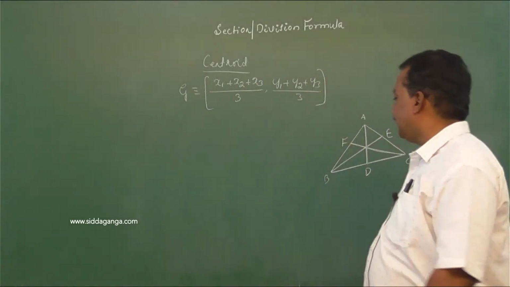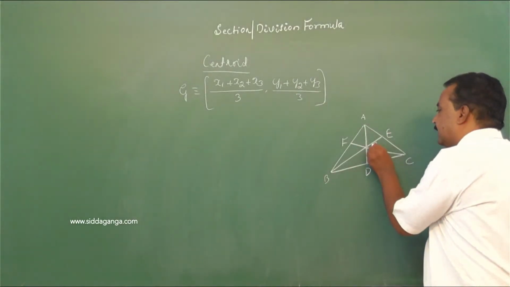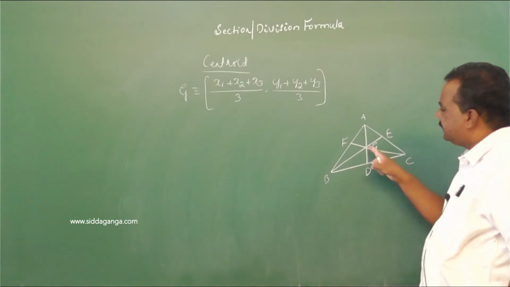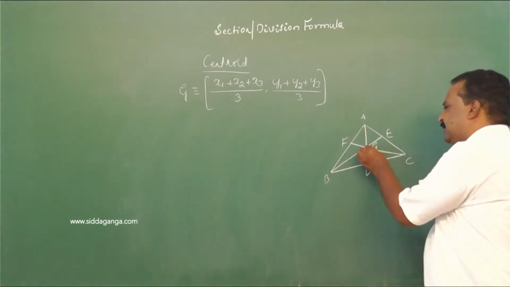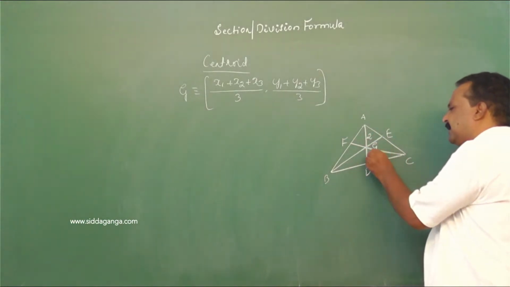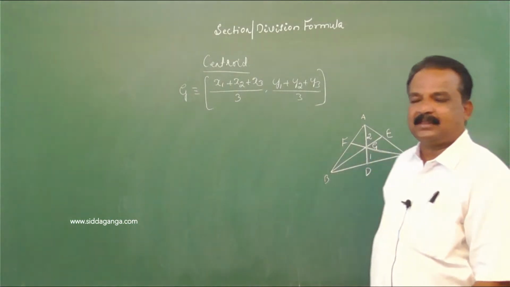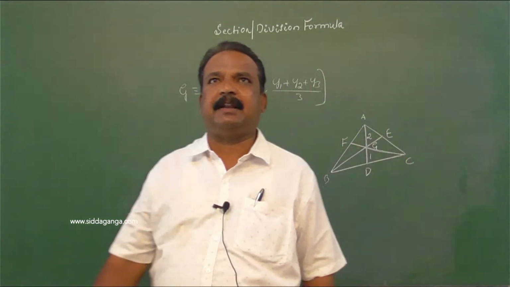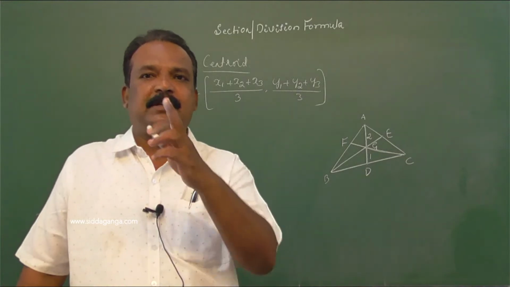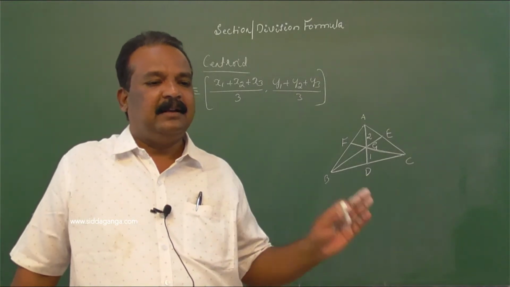And one more interesting fact about the centroid, which is always denoted by G, is that the centroid divides a median in the ratio 2:1. ಅಂದ್ರೆ ಮೀಡಿಯನ್ ಅನ್ನ ಯಾವ ರೇಷಿಯೋದಲ್ಲಿ ಡಿವೈಡ್ ಮಾಡುತ್ತೆ ಸೆಂಟ್ರಾಯ್ಡ್? 2:1 ರೇಷಿಯೋದಲ್ಲಿ ಡಿವೈಡ್ ಮಾಡುತ್ತೆ.